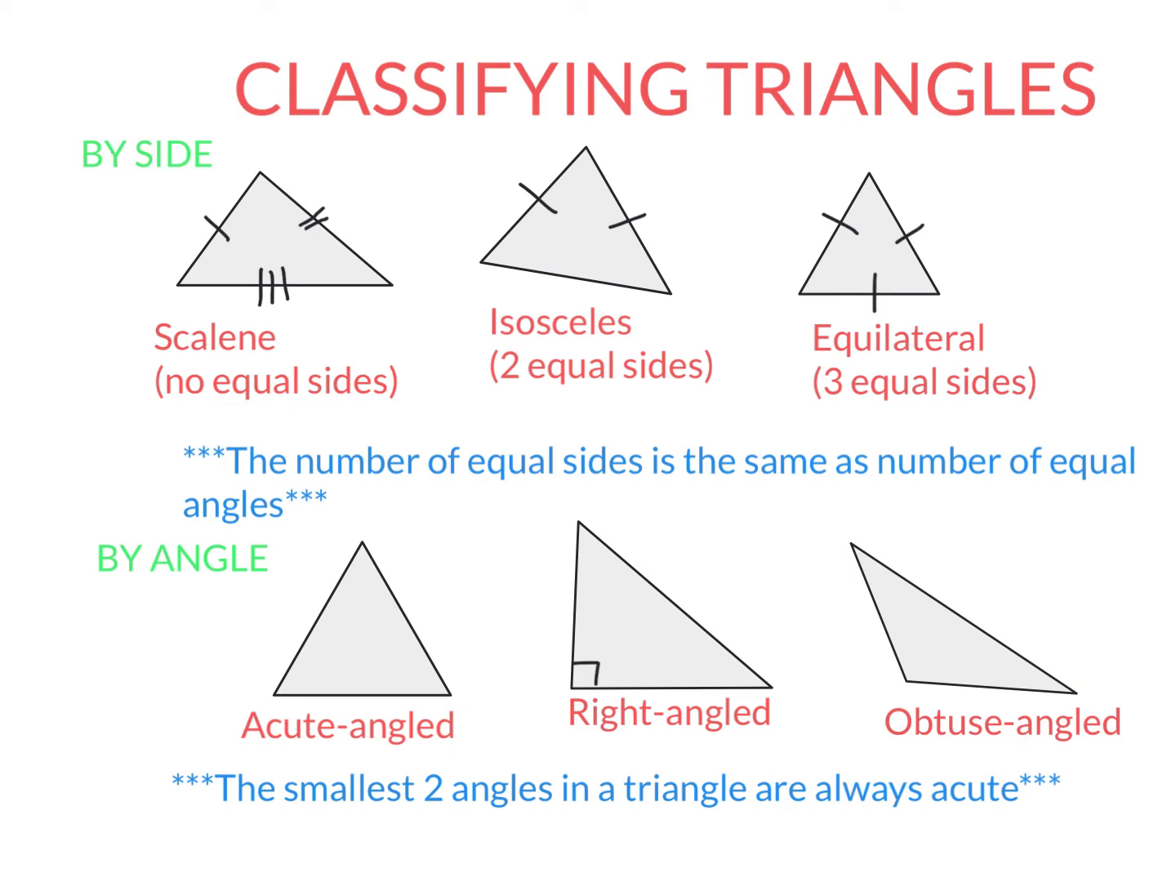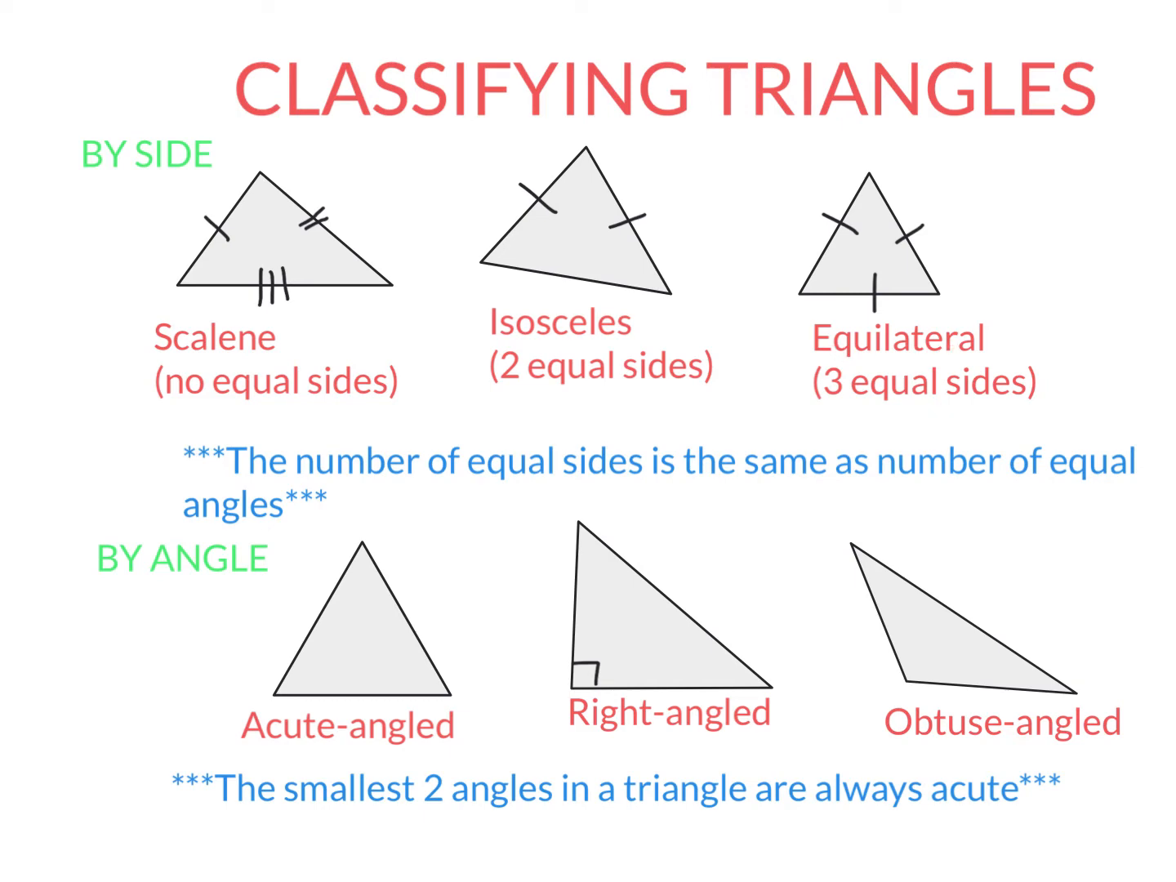So let's look at the sides of a triangle. There really are three options. Either the triangle can have no equal sides, in which case we call it scalene. The triangle can have two equal sides, in which case we call it isosceles. Or the triangle can have all its sides equal, in which case we call it equilateral.